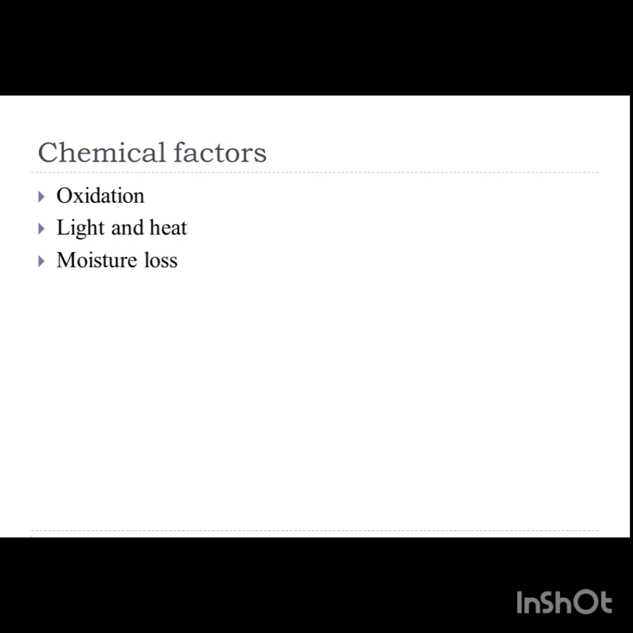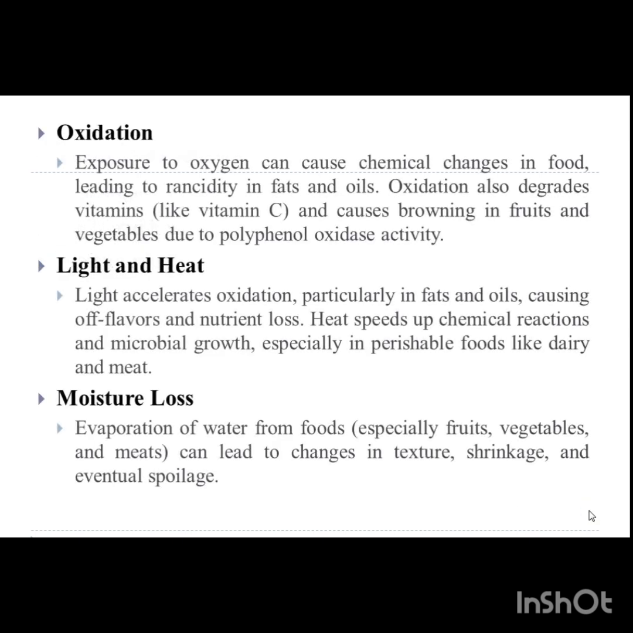Next comes the chemical factors. Now there are three types of factors: one is oxidation, light and heat reactions, as well as moisture content. We will see one by one. Now first is oxidation. Now what is oxidation? Oxidation is exposure to oxygen. When these food items are exposed to oxygen, they get oxidized, and due to which there is change in the quality of the product.